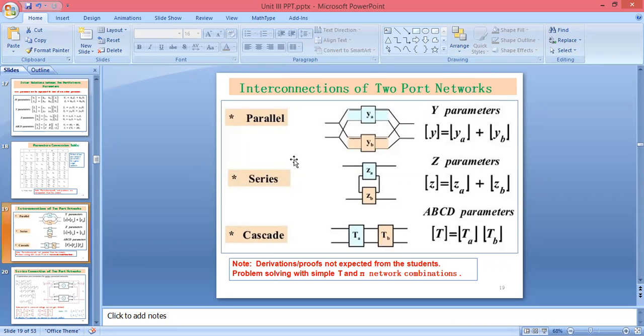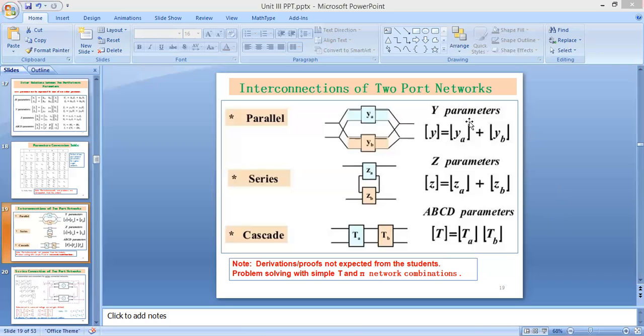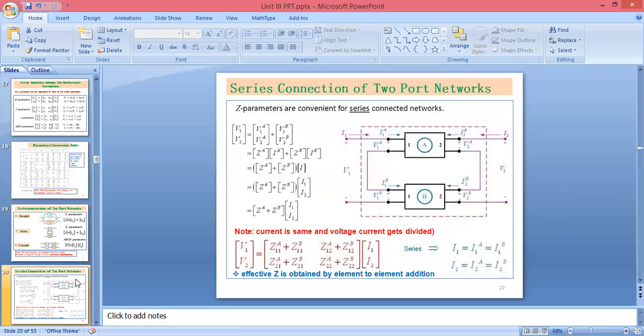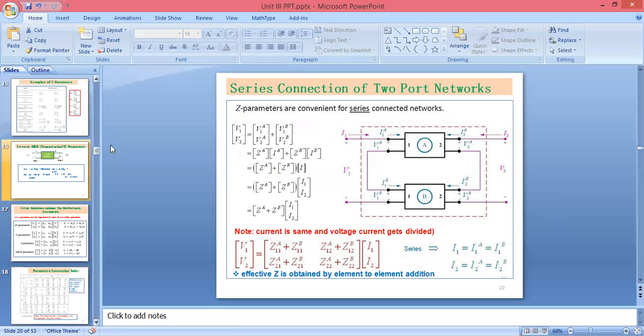I have just given here how the Y parameter will be interconnected, how the Z parameter and the transmission parameter will be connected. Transmission we can call a cascade. If there are lots of Z parameters connected, we can say they will be connected in series. And Y parameters will be connected in parallel with each other. So series connections we will see in the next class. Now we will revise this session.